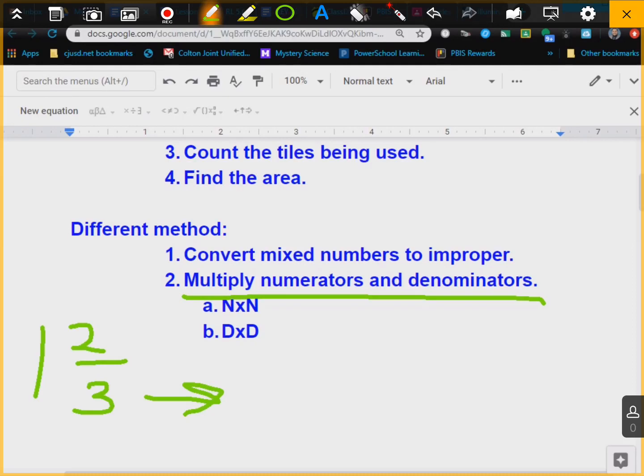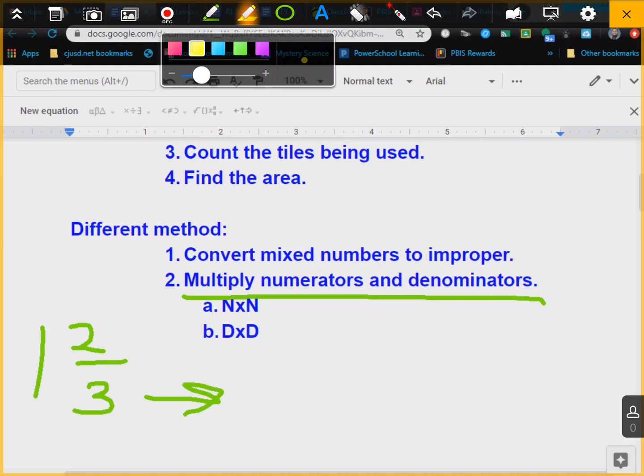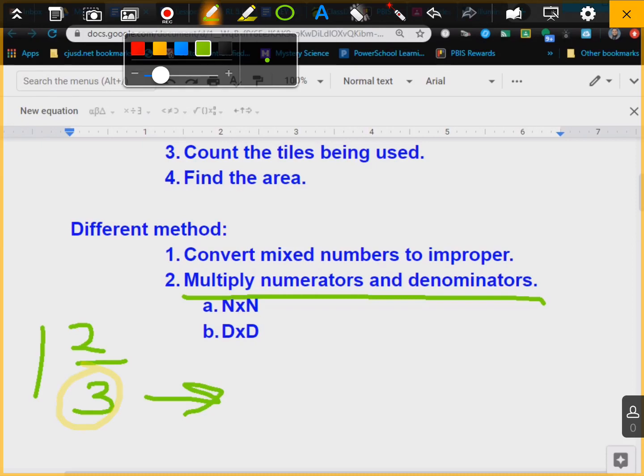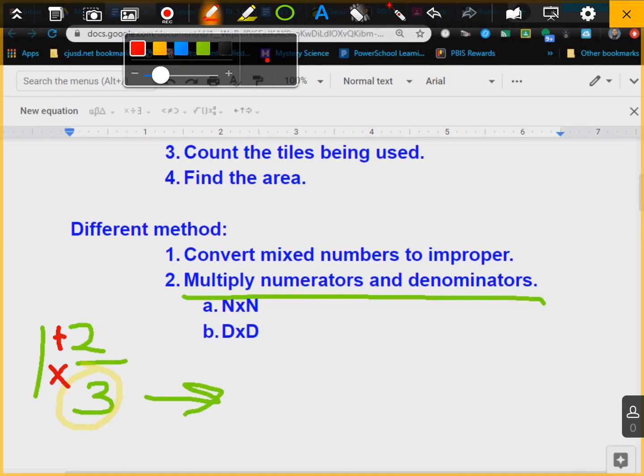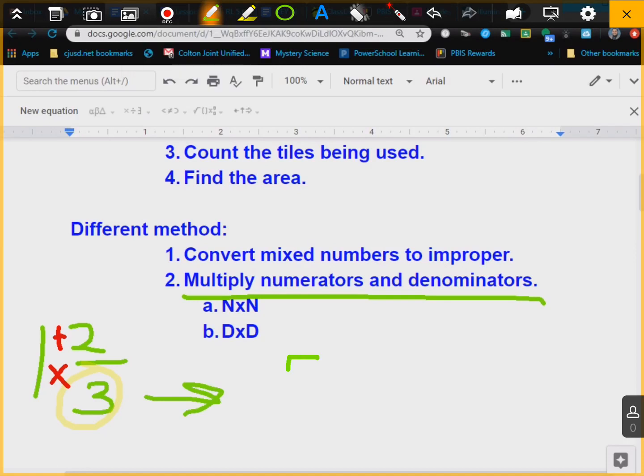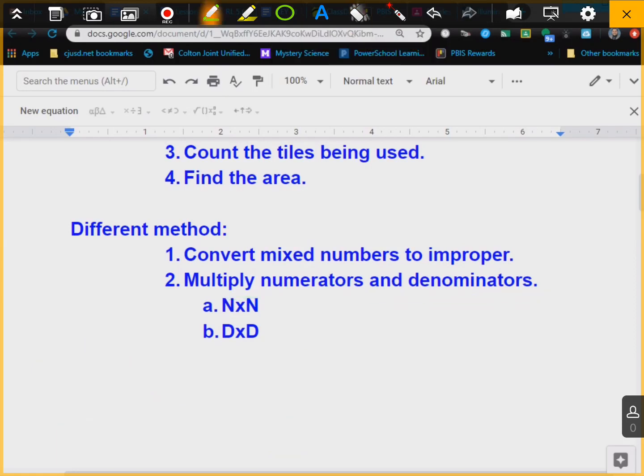So the way that you do it is you take your denominator here and you're going to multiply it with the whole number, because you want to see how many of these fractions there are in a whole. So you take 3 times 1, and then you're going to add whatever's left over, which is represented in your numerator. So 3 times 1 is 3, plus 2 is 5, so the improper fraction would be 5 over 3. So that's one way to do it, so you can easily multiply the mixed numbers.